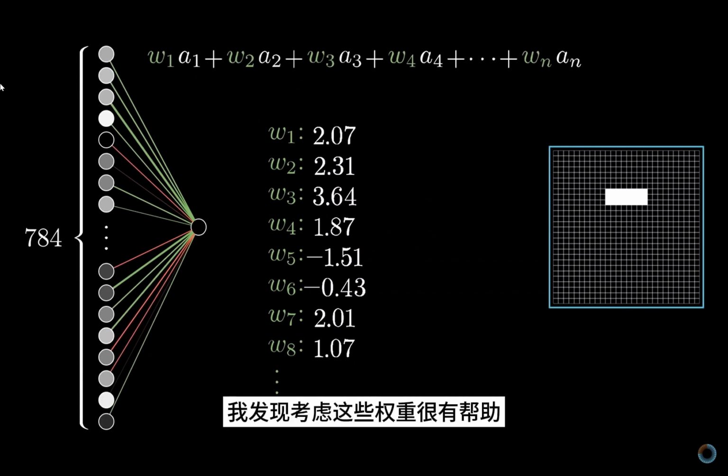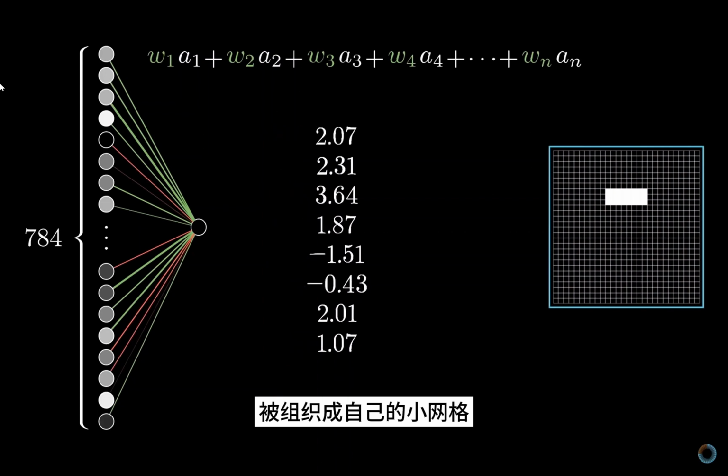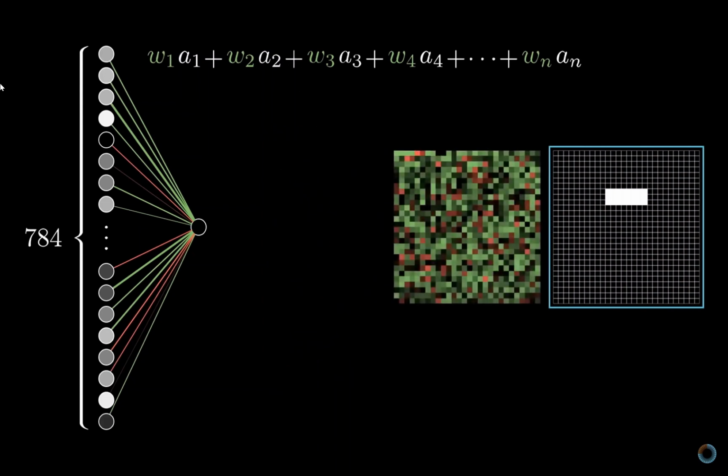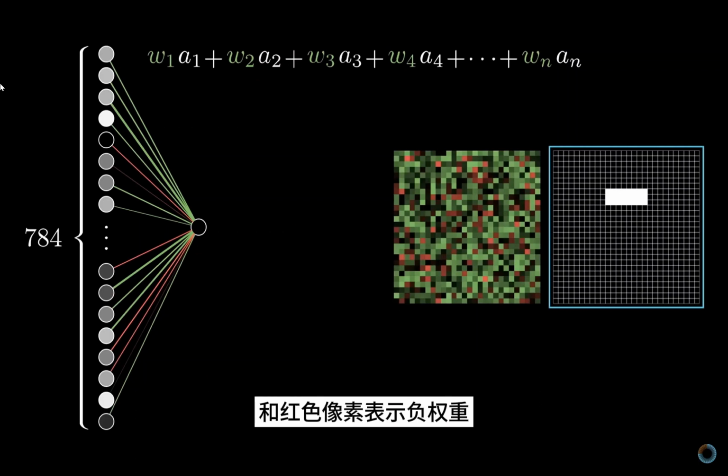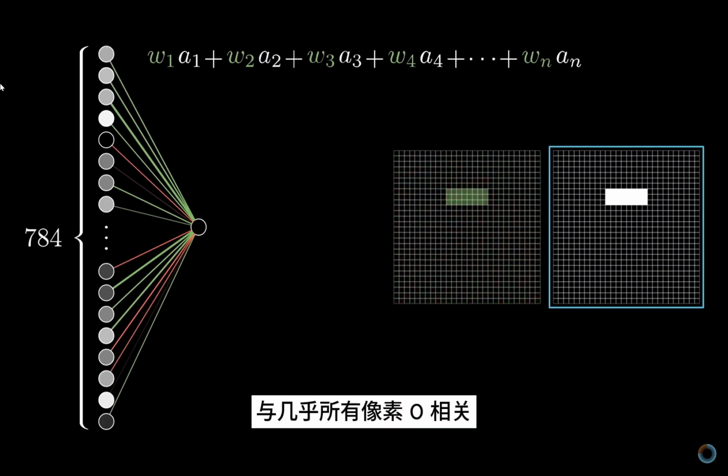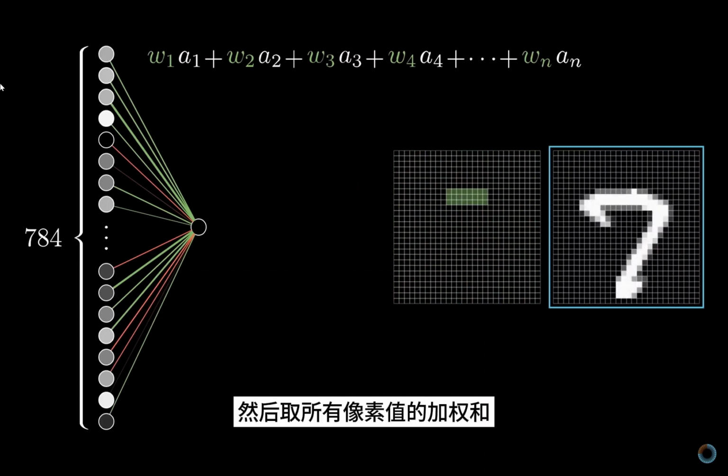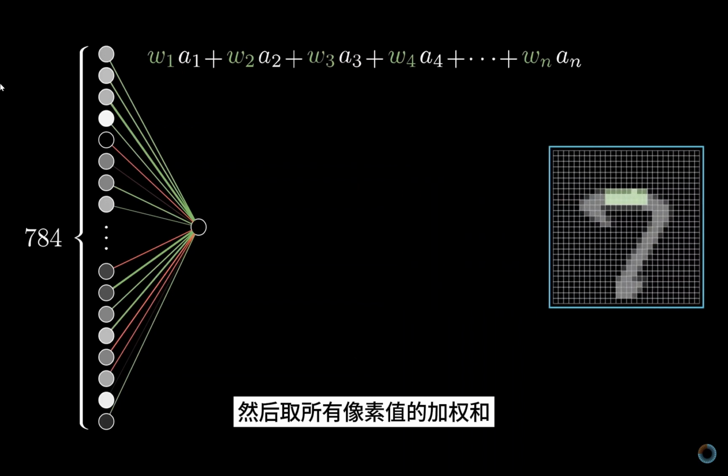I find it helpful to think of these weights as being organized into a little grid of their own, and I'm going to use green pixels to indicate positive weights and red pixels to indicate negative weights, where the brightness of that pixel is some loose depiction of the weight's value. Now, if we made the weights associated with almost all of the pixels 0, except for some positive weights in this region that we care about, then taking the weighted sum of all the pixel values really just amounts to adding up the values of the pixel just in the region that we care about.